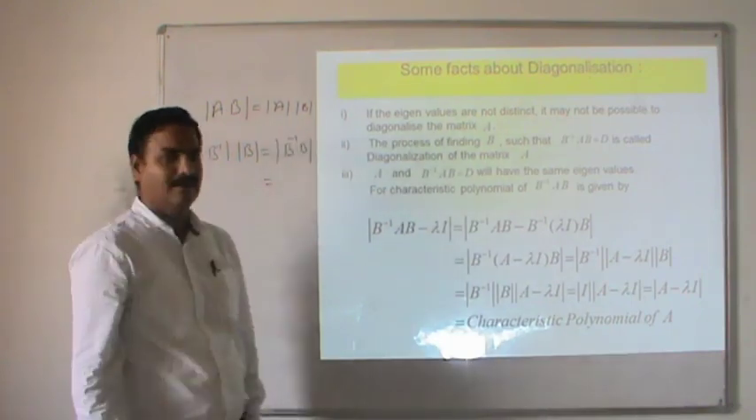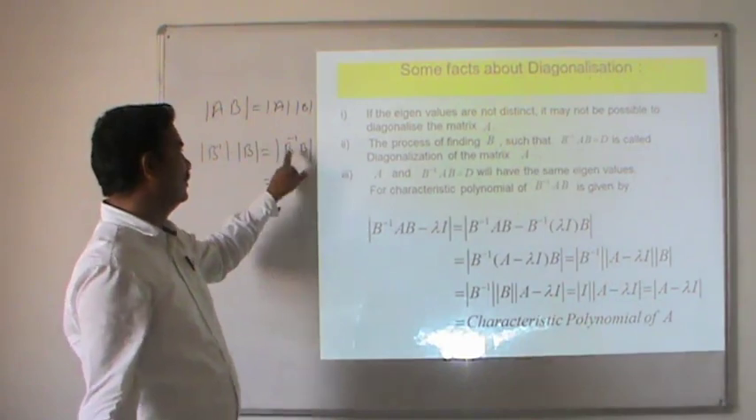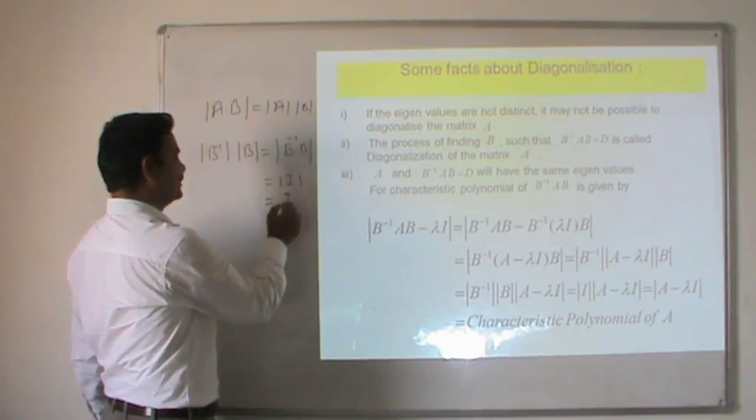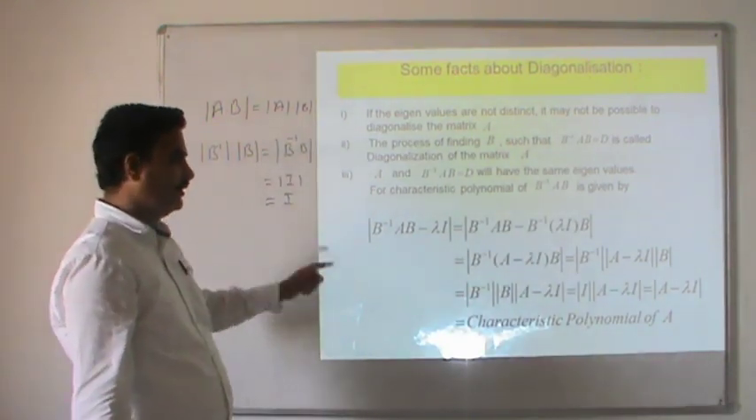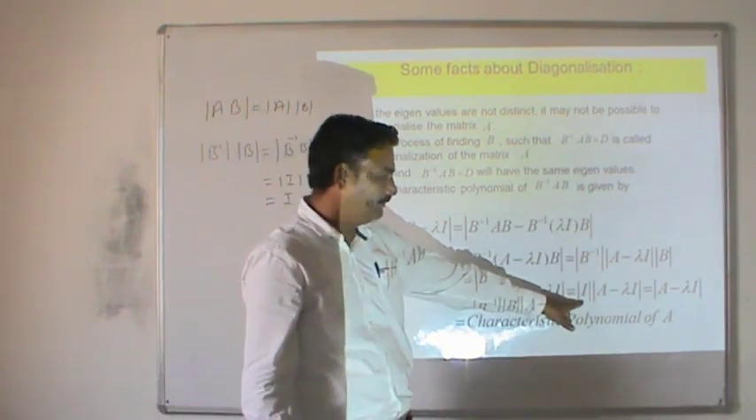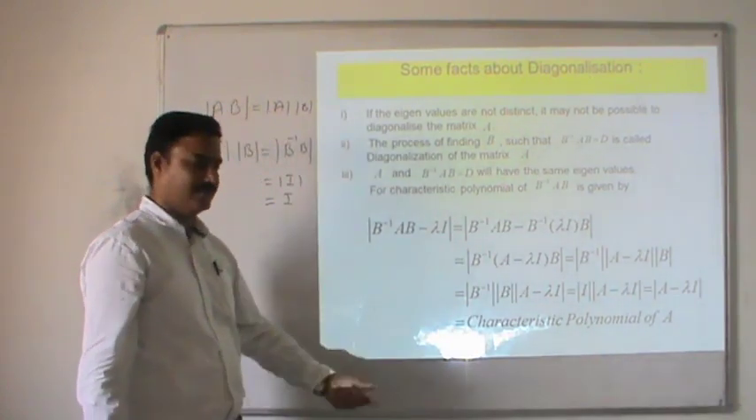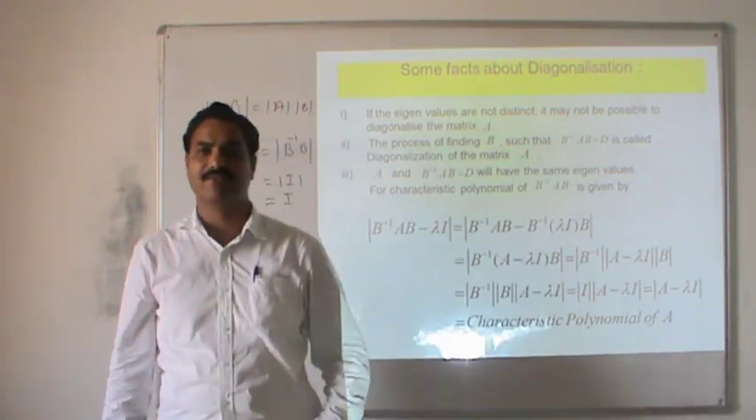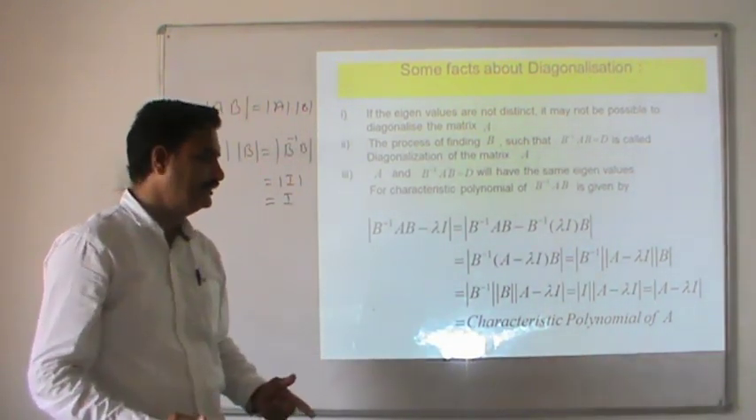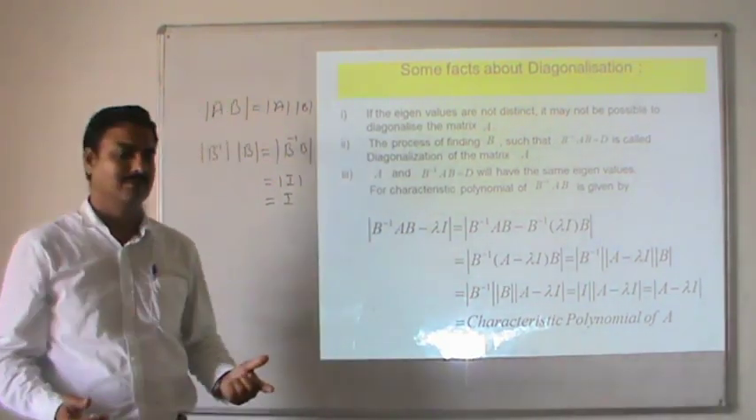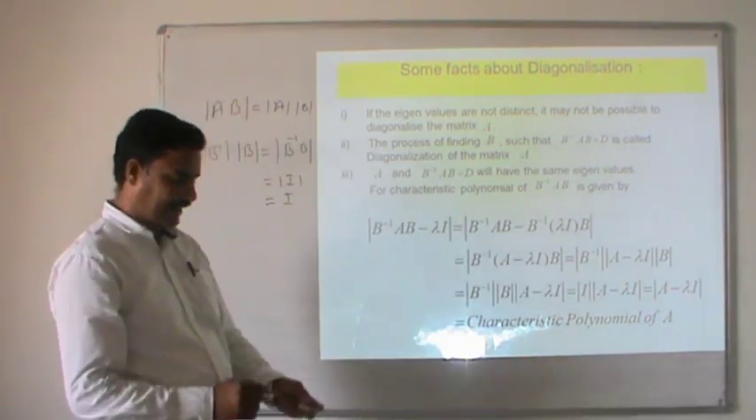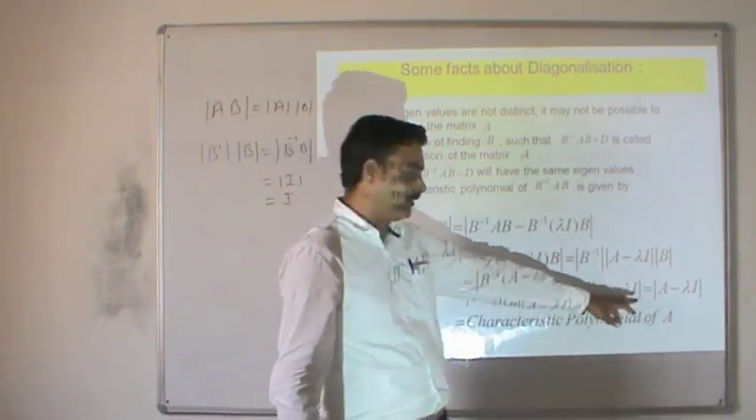can be written as determinant of B inverse into B. And we know that when any matrix is multiplied with its inverse, it produces an identity matrix. So instead of determinant of B inverse into determinant of B, we have just determinant of I, and determinant of I is always 1, because in a unit matrix all principal diagonal elements are 1 and all other elements are 0. So finally we get determinant of A minus lambda I, which is the characteristic polynomial for A.